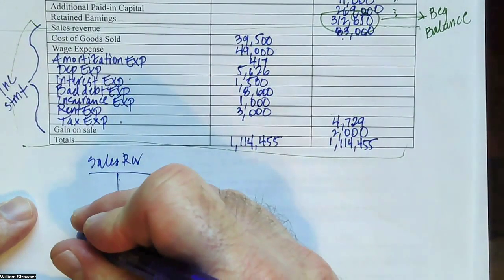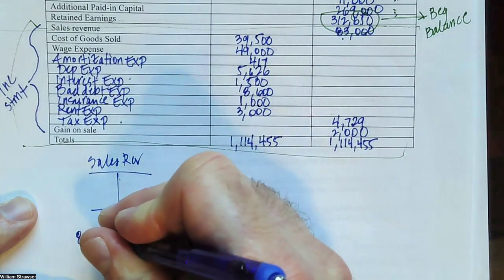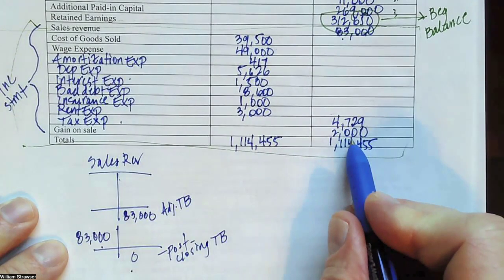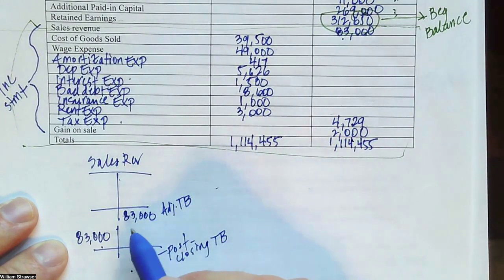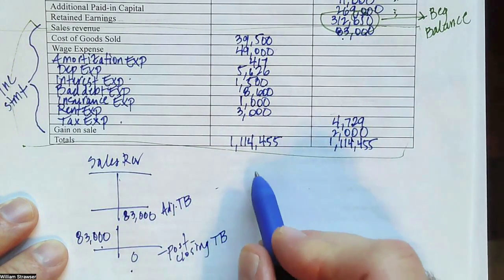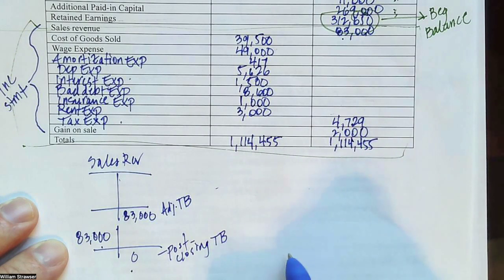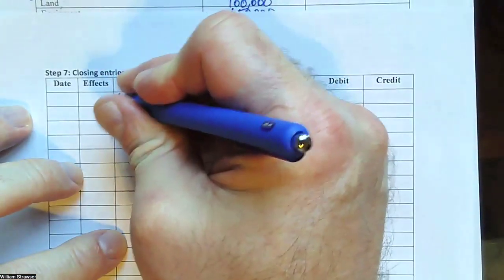So we debit the account when it has a credit balance. It's true for sales revenue to get it to zero. It would be true for this gain on sale as well. I could write the account out, but that might be wasted ink. It would just be gain on sale, 2,000 adjusted trial balance. We need to get it to zero. Debit it by 2,000. So I'm going to debit my sales revenue account in the closing entries.